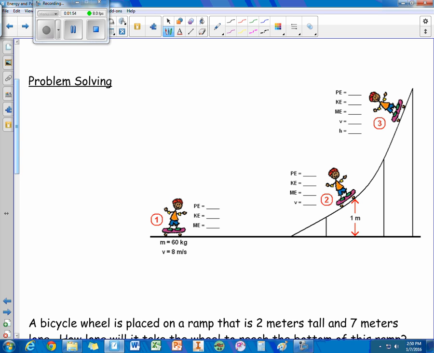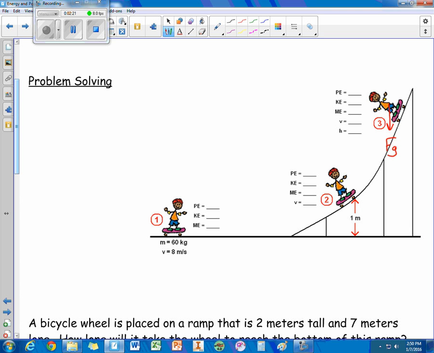In this first one, we have a boy who's sliding down a ramp. Now, the force acting on this boy then is just going to be a gravitational force. And gravitational forces are conservative, so that means the energy in the system will be constant. Now, I know there's a little bit of friction between the wheels and the ramp, but that's so small we can ignore that.